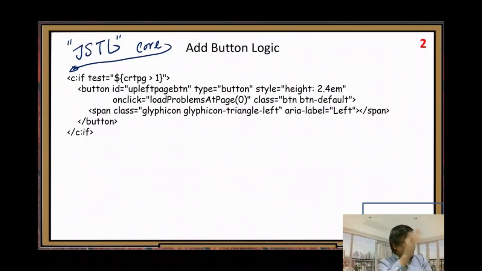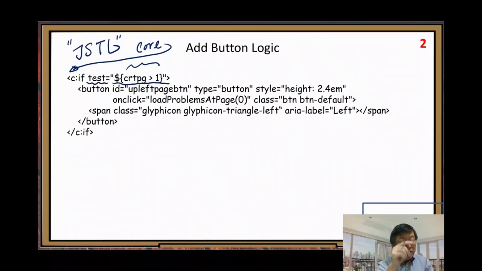All right, C:if tag. We want to check the current page number. When the current page number is greater than 1, that means we are not at the first page. So we are at the second or later pages, so we should display the previous page button. So the condition, how do we check it? Use the test attribute. Its value, we need to do a comparison. Here you can see we use the EL style expression, but we can do a simple comparison like that.